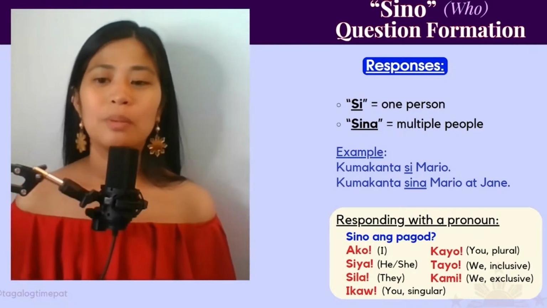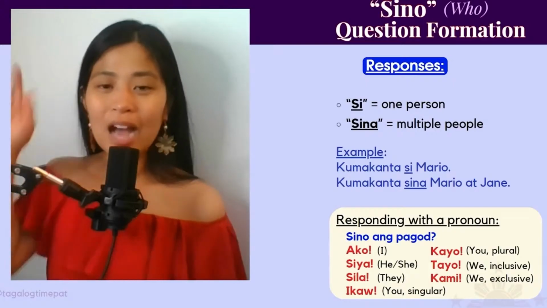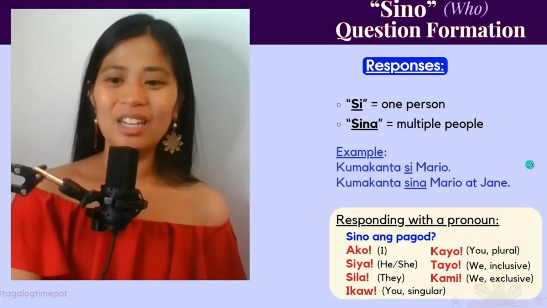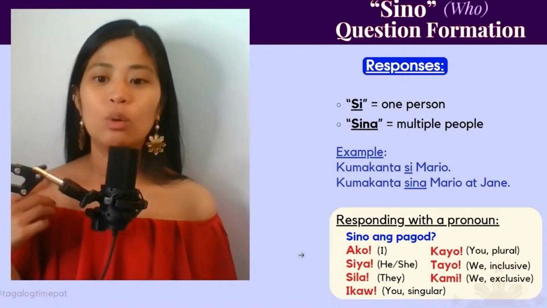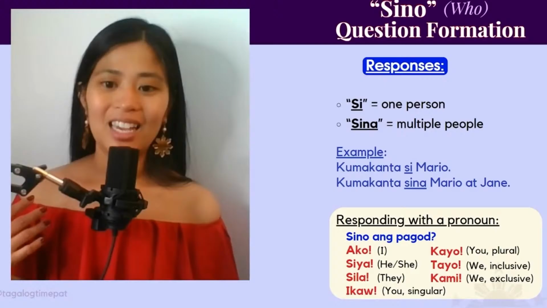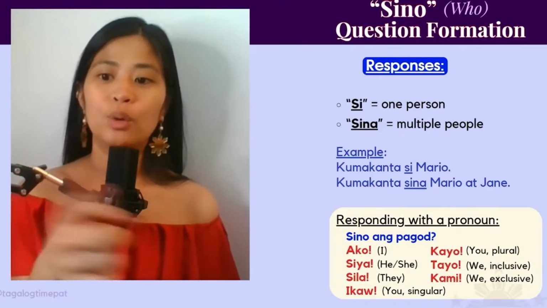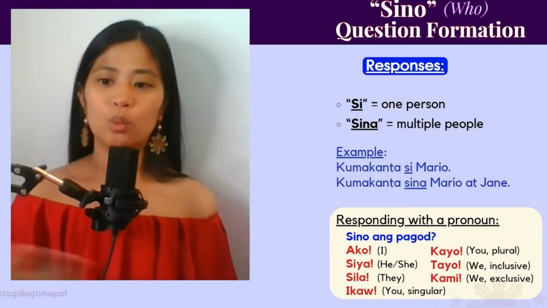So you can just respond with a pronoun. So I would say that, like, sino ang pagod? Ako. Just say ako. Keep it easy, right? And then here are the different pronouns. So ako is I, siya, he or she, so that's gender neutral. Sila, they. Ikaw, you, singular. Kayo, you all, plural. Tayo is we inclusive.